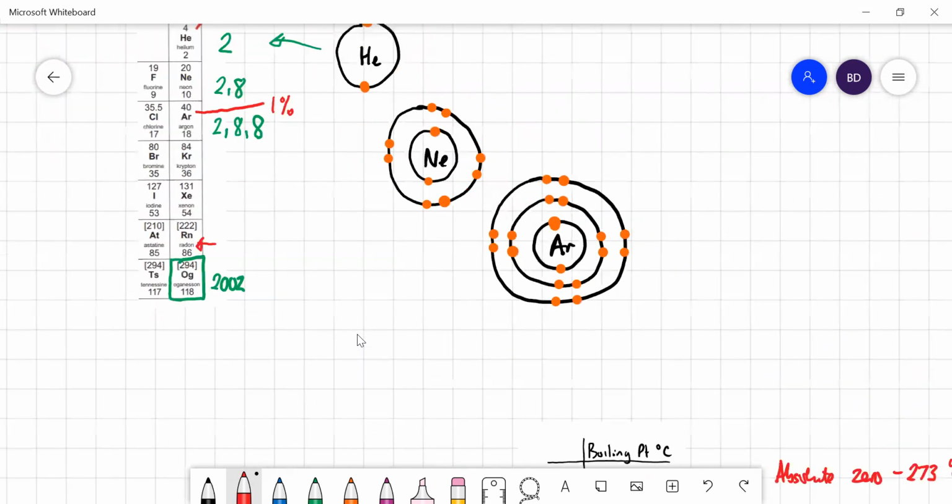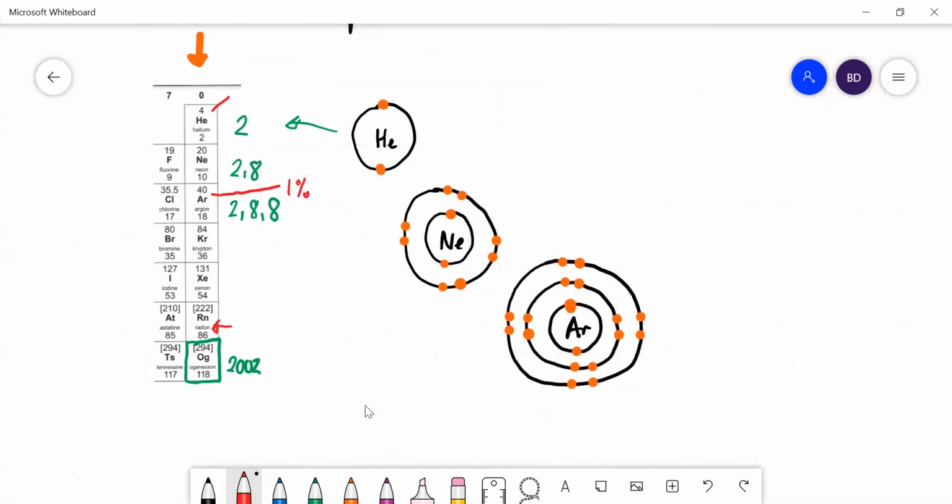Just a brief word about the discovery. So the noble gases were only discovered about 1900. Okay, and the first one to be discovered was argon, and that's because it's the most abundant. It makes up about 1% of the Earth's atmosphere.